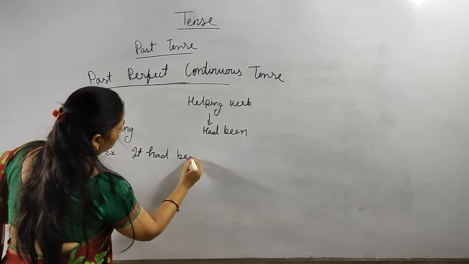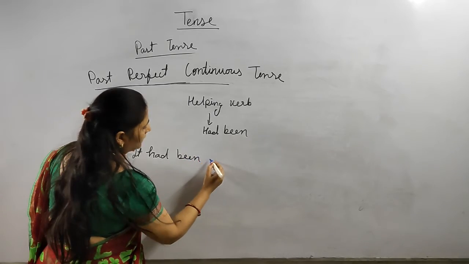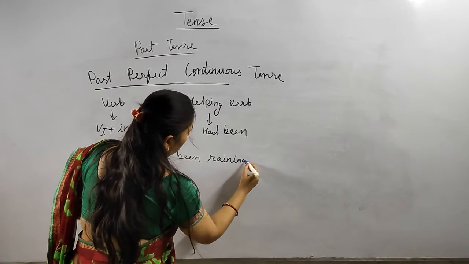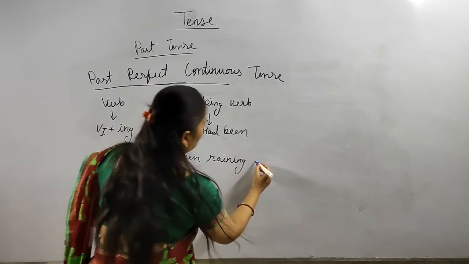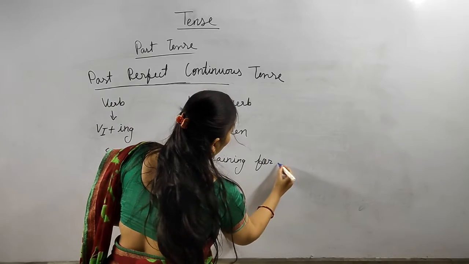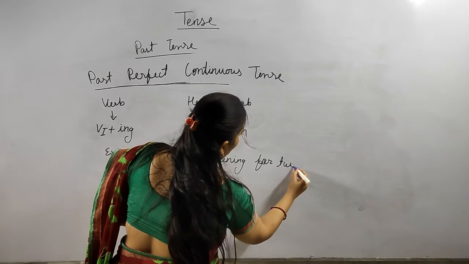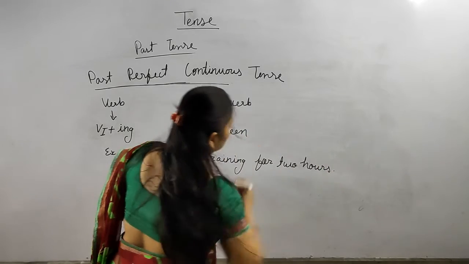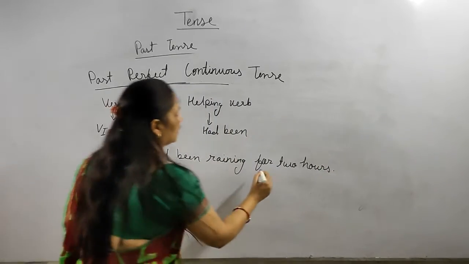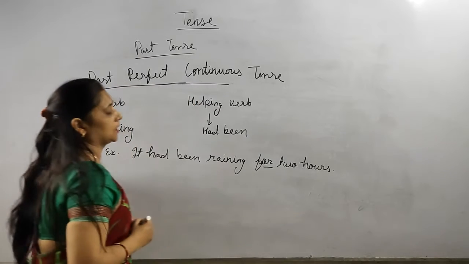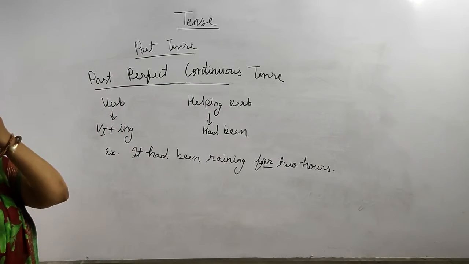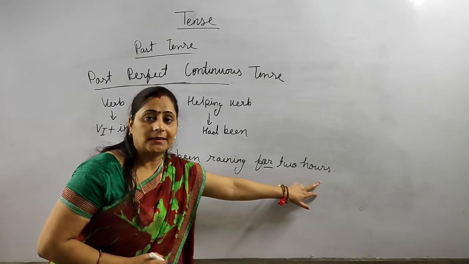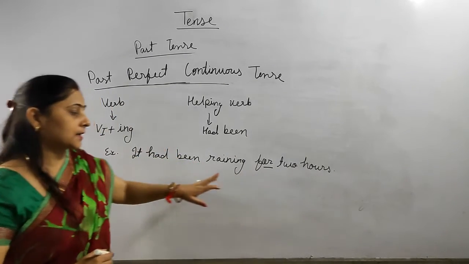It had been raining for 2 hours. For 2 hours. Why I have used here for? Because the 2 hours, it is not the exact 2 hours, not showing the exact time.